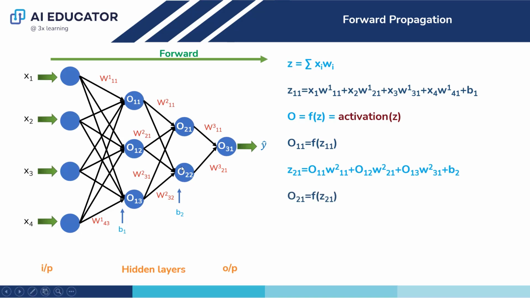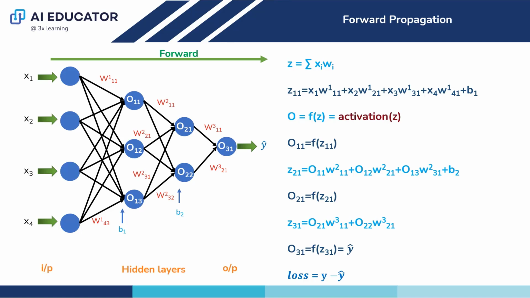In a similar way, for this node, we will get an input of Z22 and output of this node will be O22. Now we move forward from hidden layer 2 to the output layer. For this node, the input we get is Z31, which is Z31 equal to O21 W311 plus O22 W321. This node will apply an activation function on Z31, which will be the O31. Since it is the output layer, it will give us the predicted output y hat. Now we will find the loss by finding the differences between the expected and the predicted results.